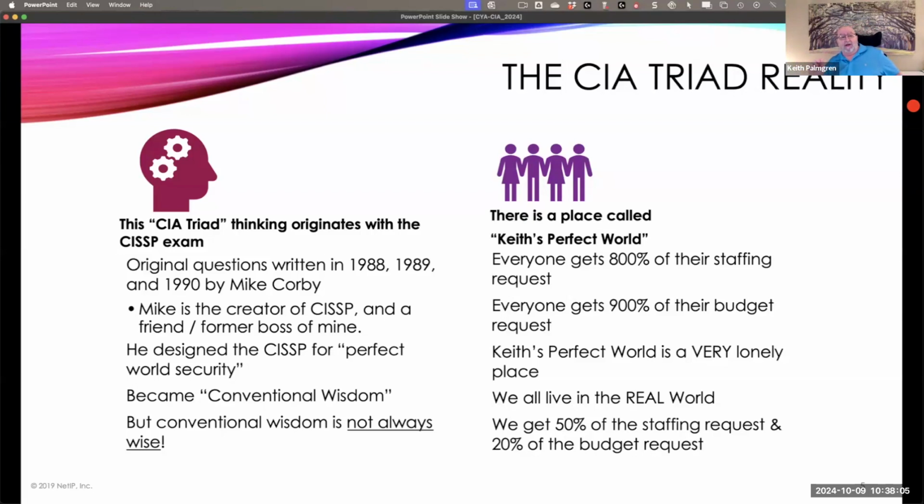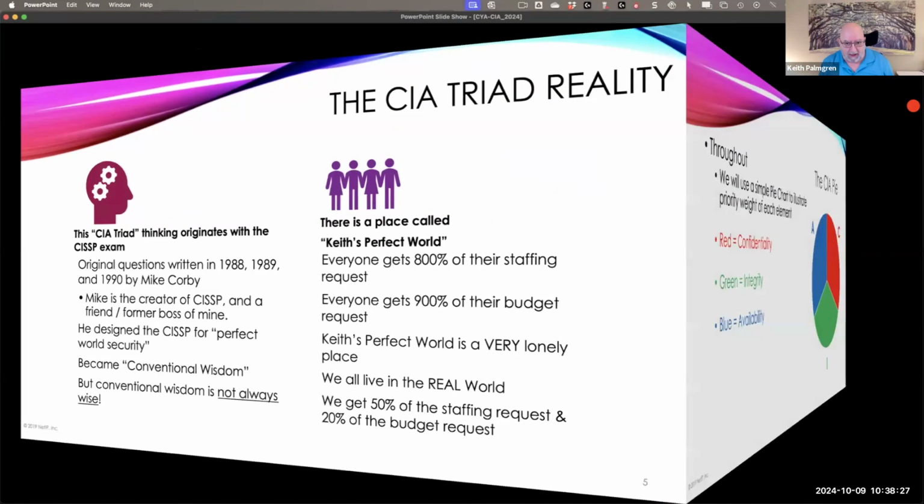And why we failed is because of this right here. Companies did not have the staffing, they did not have the budget, they could not implement the CIA in three equal parts. And finally, after being beat over the head with this enough times, eventually even I will get it. We had to start looking at this from a different perspective. And that's what we're talking about here.